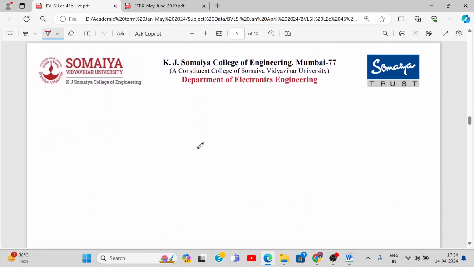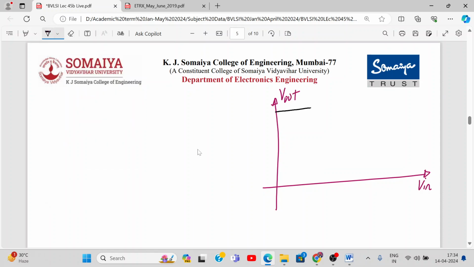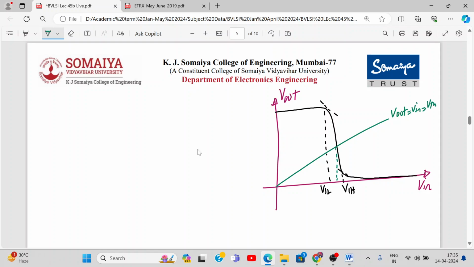So that was related to the VTC curve. So we have to draw the VTC curve one last time today. Alright. So these are the two critical parameters, VIH and VIL, and there is one more line passing through the origin, Vout equal to Vin equal to VTH. So this is the VTH switching threshold.